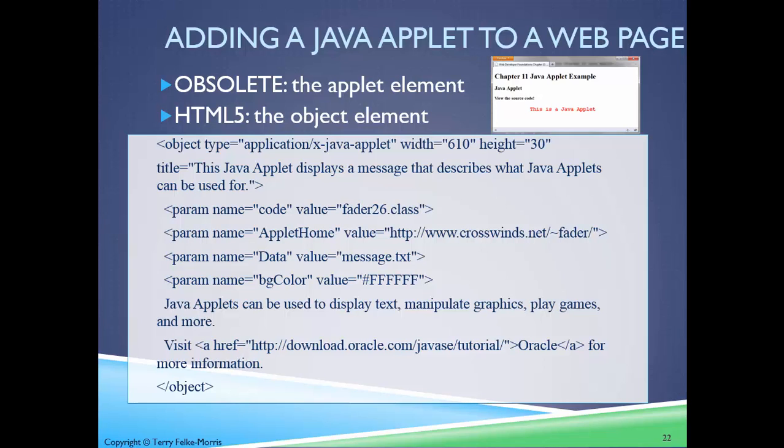All right, you've got code, and the value is fader26.class. So there once was a program called fader26.java. That program was compiled into fader26.class, and that class file is what's going to be used for the applet. There's message, which is the text to be displayed by the Java applet. There's text color, which is the color of the text to be displayed by the applet. And there's back color for the background color.